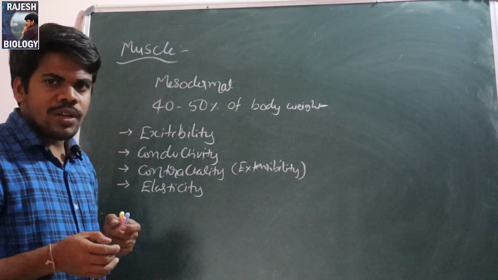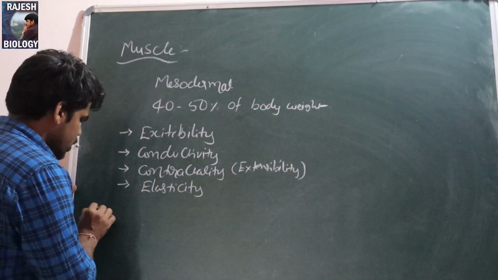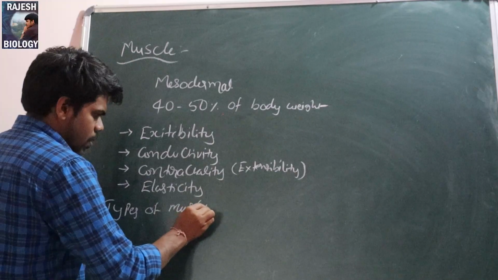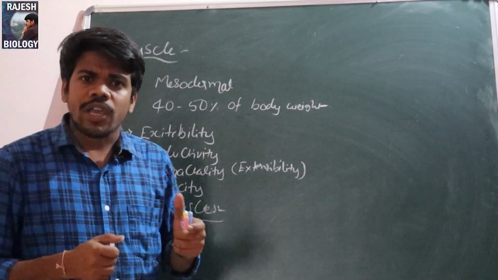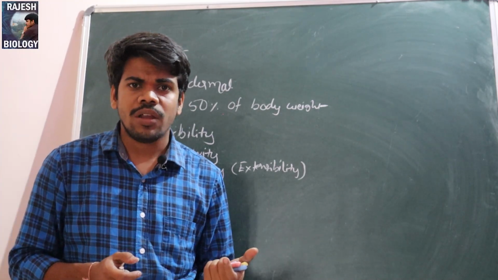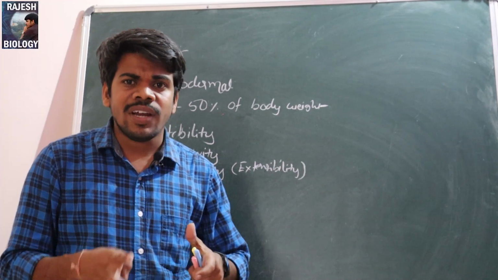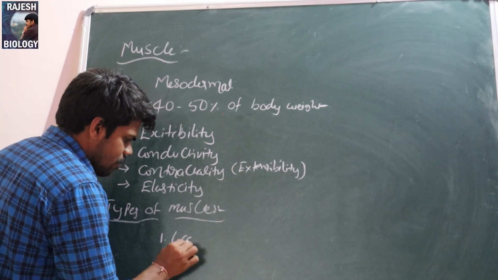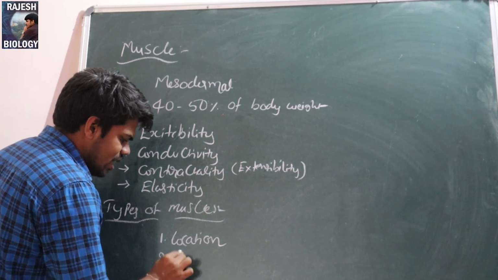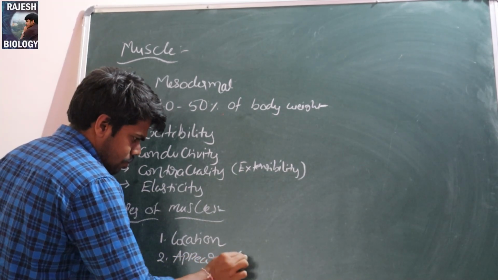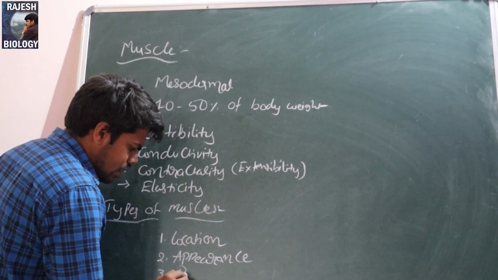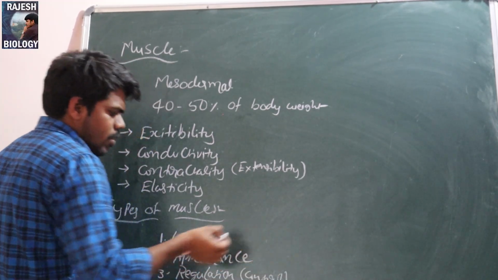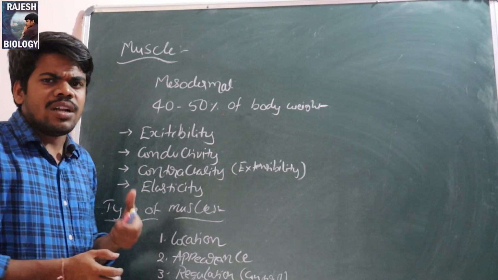Now we are going to discuss about the types of muscles. What are the types of muscles? Based on their location, based on their function, that means the regulation, and based on their appearance, different types of muscles are there in our body. So what are the bases we consider? Based on their location, based on their appearance, and based on their regulation or control.